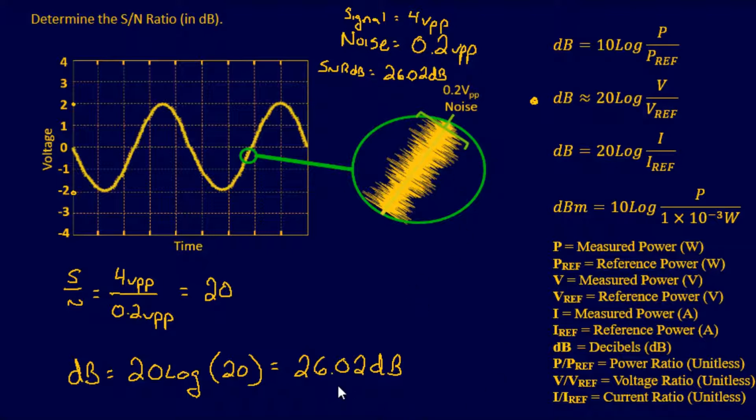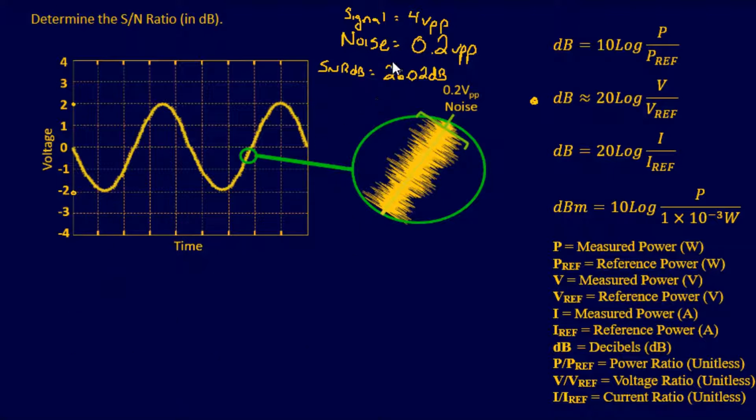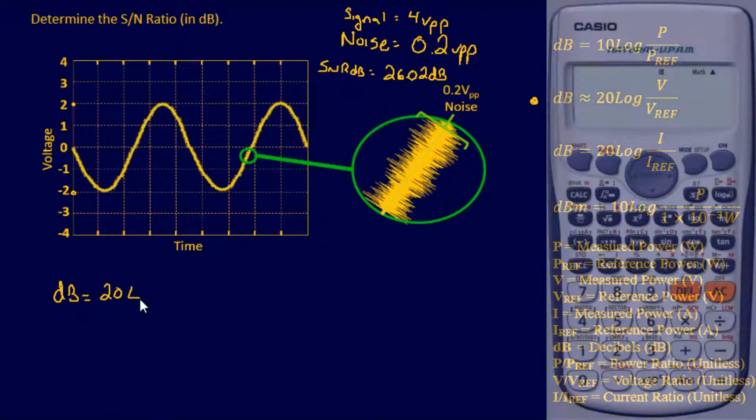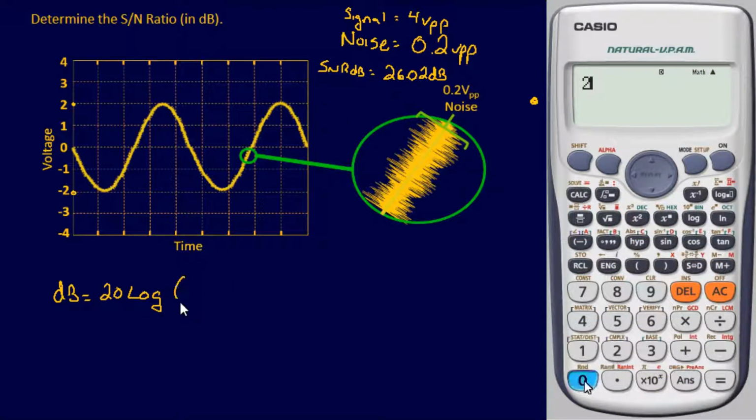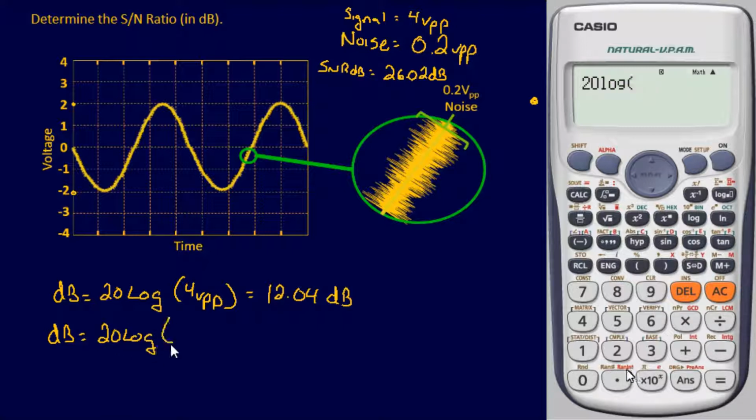Now that's just one way to find it. Let me show you another way, just a proof of concept. Let me clean this up. So we already talked about our voltage, 4 volts peak to peak. Well, let's go ahead and convert that to decibels real quick. So let's say decibels equals 20 log, and this one's going to be 4 volts peak to peak. And if you convert that over, I have approximately 12.04 decibels. All right, now let's do our noise, same thing. So decibels for noise is going to be 20 log, and for this one we're going to say 0.2 volts peak to peak.